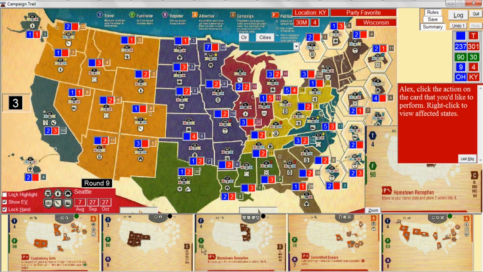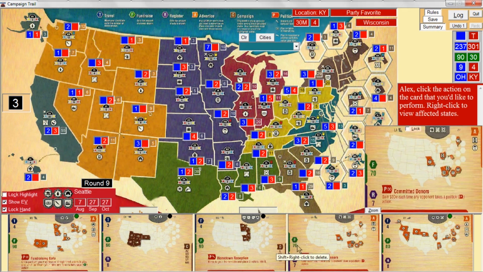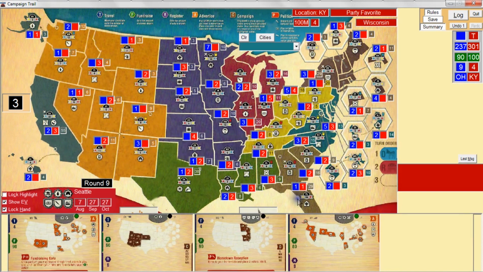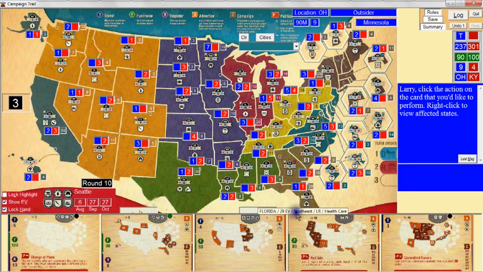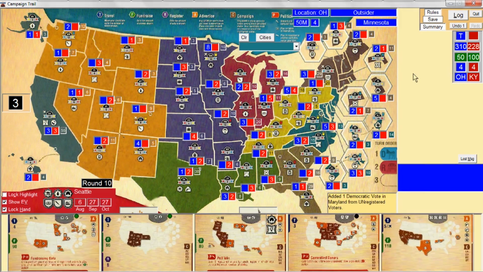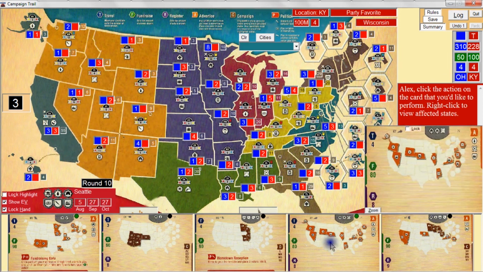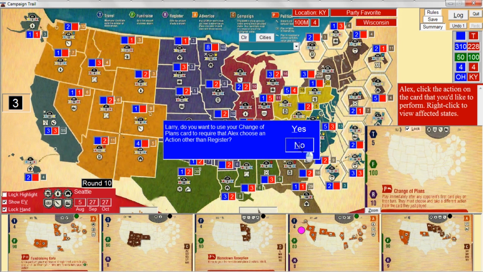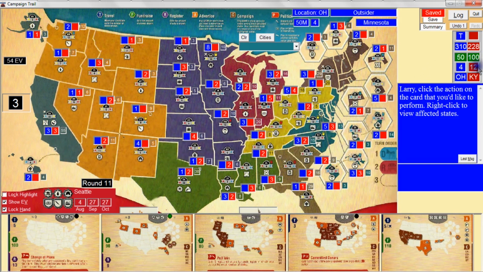Alex is also low on funds and voters. She's going to use this card, fundraise for $70 million. Back to me. Now I'm going to go back here and advertise on gender equality. That'll get me back in California, get back those votes, and affordable housing, which will get me the lead in Louisiana. All right. Alex is going to use this card for a register action. So now she's got plenty of money and voters.